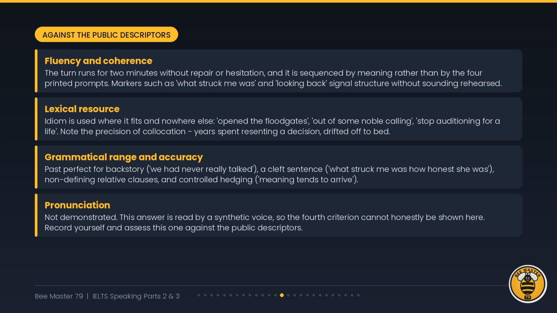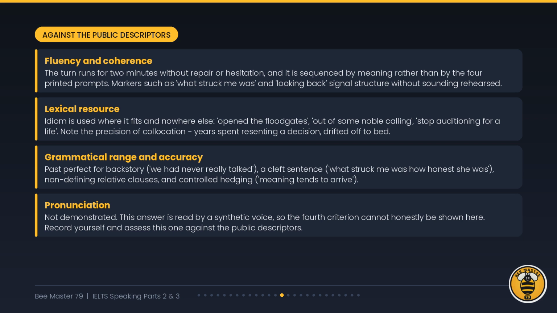Markers such as "what struck me was" and "looking back" signal structure without sounding rehearsed. Lexical resource. Idiom is used where it fits and nowhere else. "Open the floodgates." "Out of some noble calling." "Stop auditioning for a life." Note the precision of collocation. "Years spent resenting a decision." "Drifted off to bed."